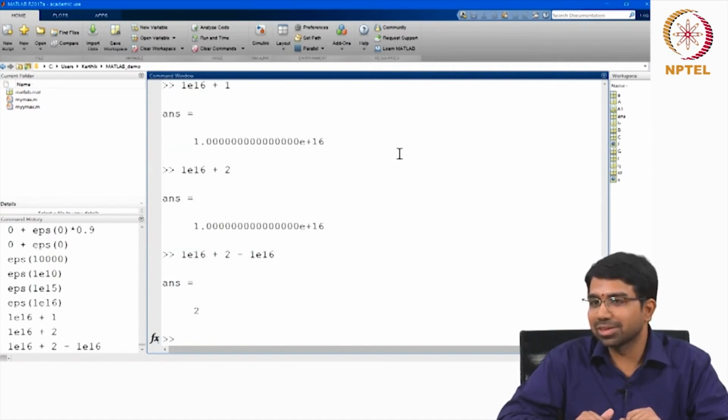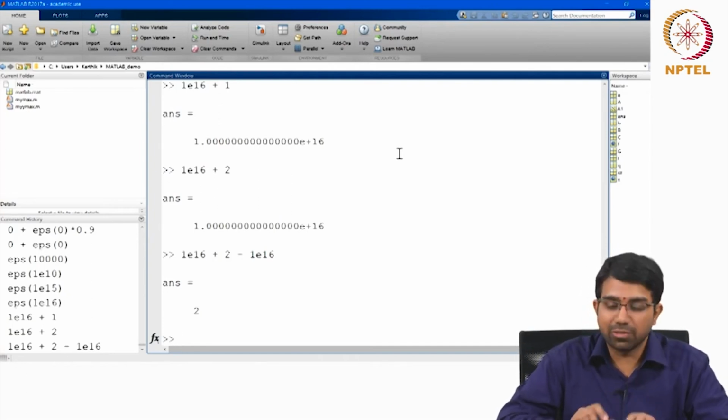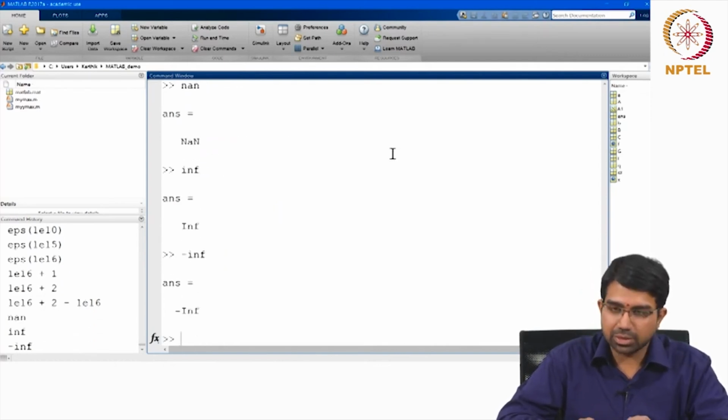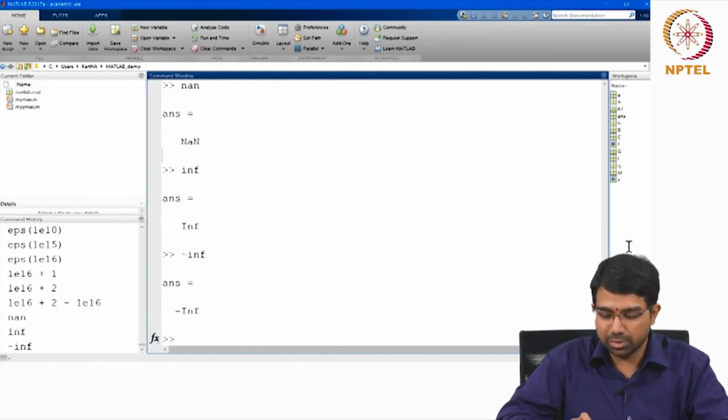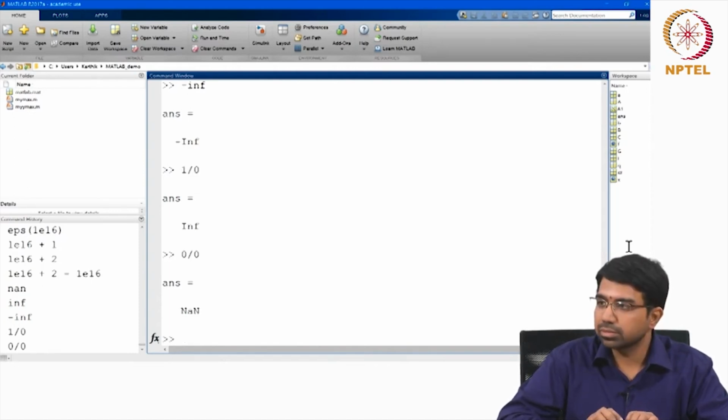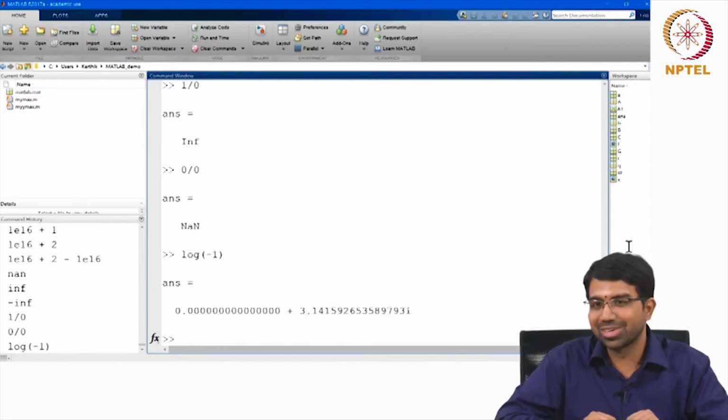Interesting scale, that is the IEEE notation that people came up with. This is to make sure that you maximize the number of possible computations. You also have some special floats, nan, inf, minus inf. nan is not a number. 0 by 0 is an indeterminate quantity. log of minus 1, oh wait, here it goes to complex.